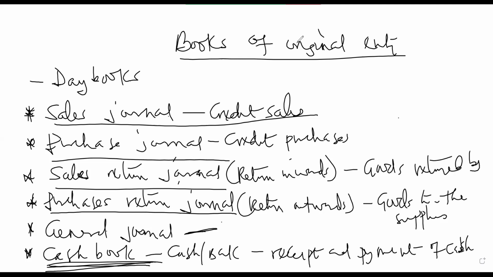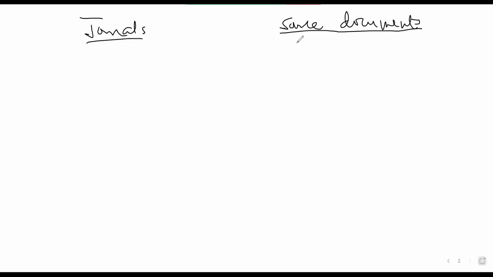All right. The question now is they can ask you what we call the source document for each of them. So let's look at the journals and their source documents. Where do we get information before recording the transactions in the journal? What will give you the proof that this particular transaction has happened is what we call the source documents.